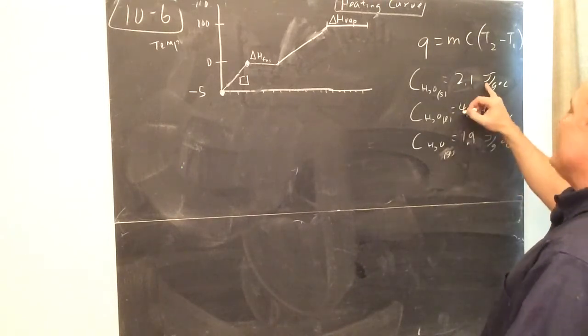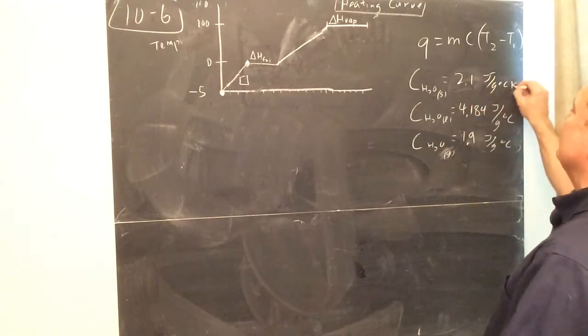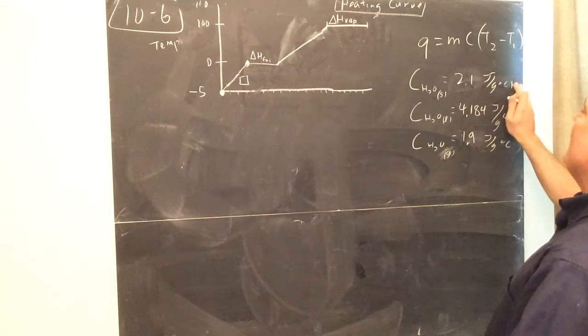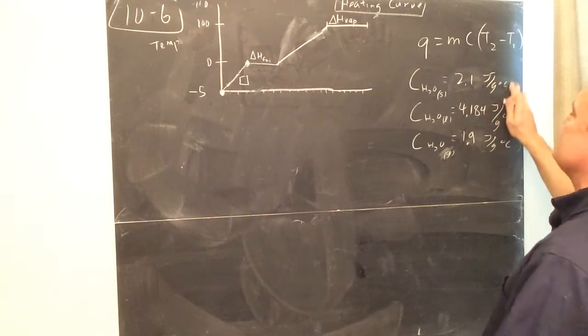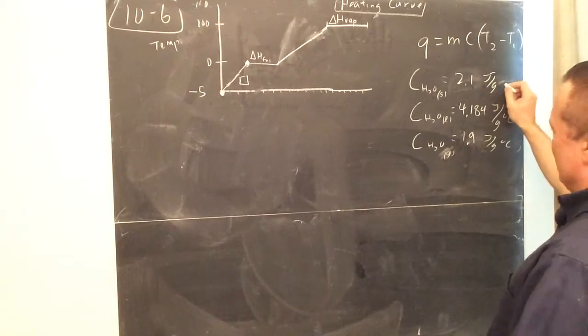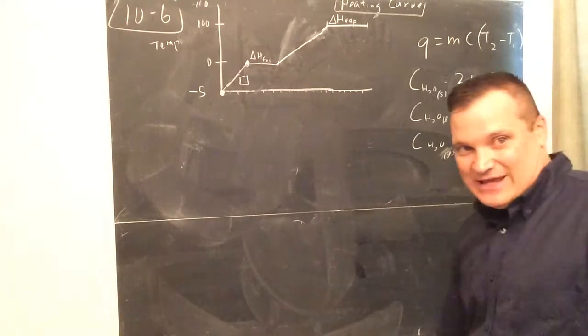By the way, they can also write joules per gram Kelvin instead of Celsius because a Kelvin is the same size as a Celsius degree. So it's the same number. So don't be fooled. I don't think they'll do that on AP or something.